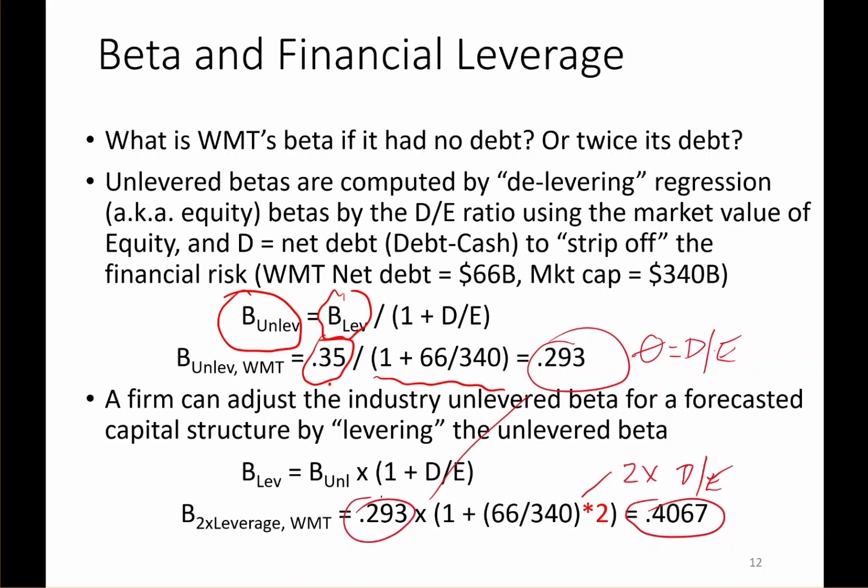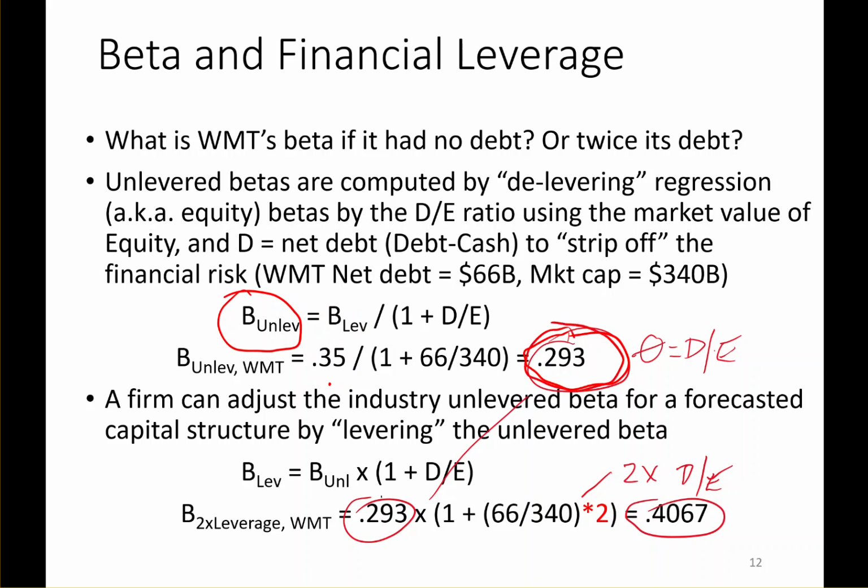net debt of 66 billion and equity of 340 billion, I would have a beta of 0.293. So that makes sense. Their beta would be lower if they had no debt, because if they had no debt, when times are bad, they're not going to be hurt as much because they don't have those fixed costs in financing.